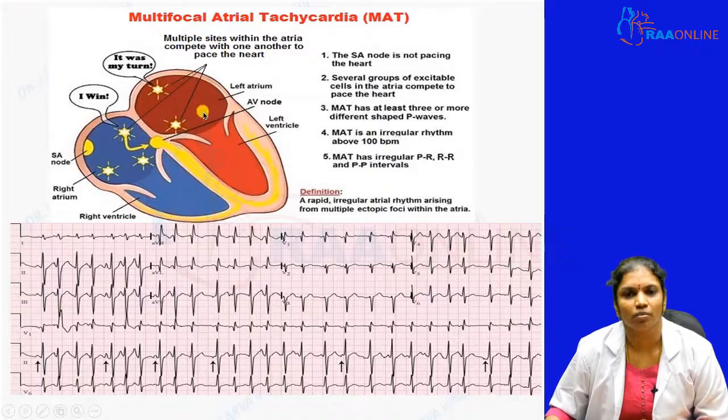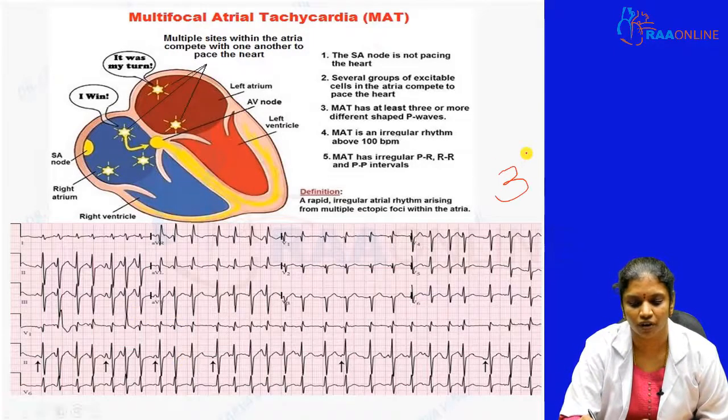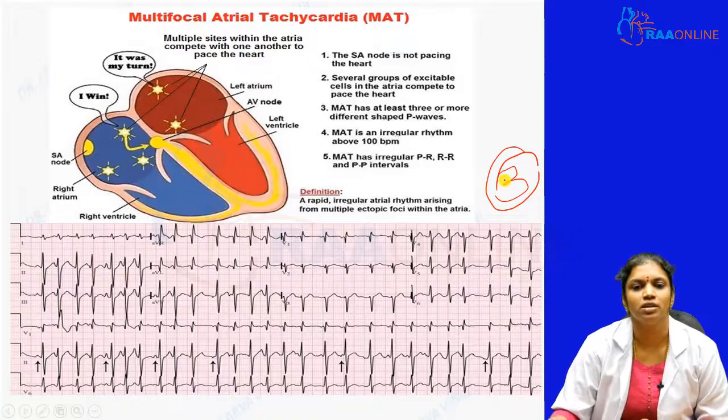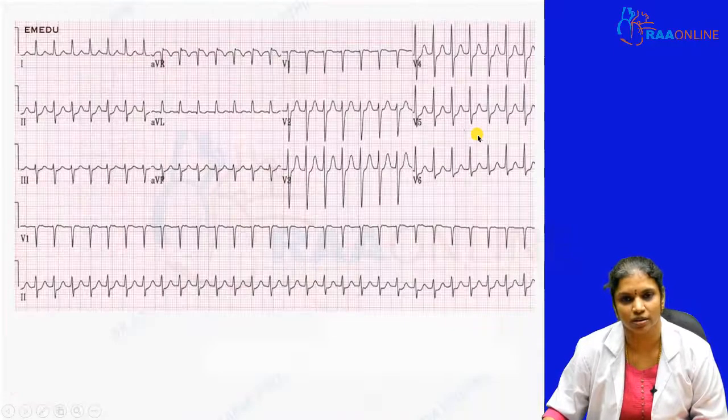To term this as a multifocal atrial tachycardia or a polymorphic atrial tachycardia, we should be able to demonstrate at least 3 different types of P waves. And this is very common in patients with lung disease.